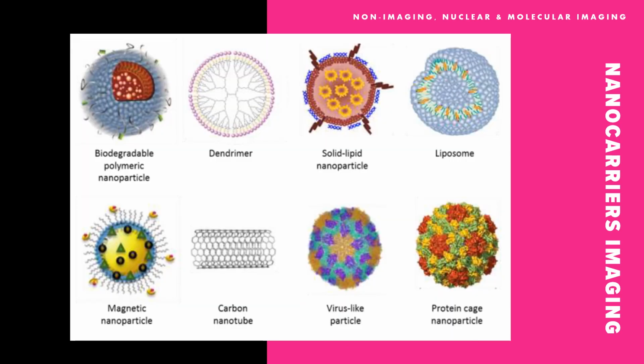This is a summary of what I mentioned earlier. You have the biodegradable polymeric nanoparticle, dendrimer-based, solid lipid nanoparticle, liposome-based, and magnetic nanoparticles. You have the carbon nanotube, and the virus-like particle and protein nanoparticle. During my PhD, I was exposed to many types of nanocarriers, but mainly my work was related to virus-like particles. Now in my research group, I will explain at the end, we mainly focus on biodegradable polymer nanoparticles in combination with other nanocarriers, as we are developing hybrid nanocarriers mainly for cancer.